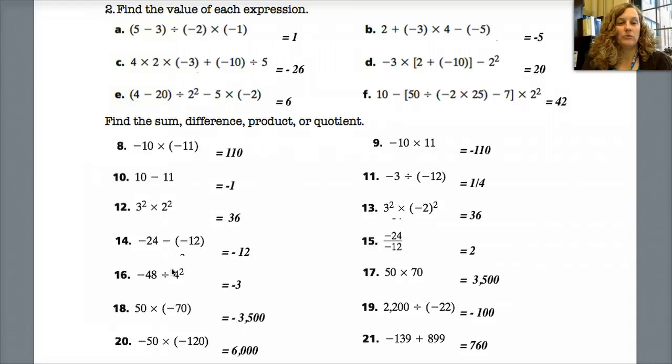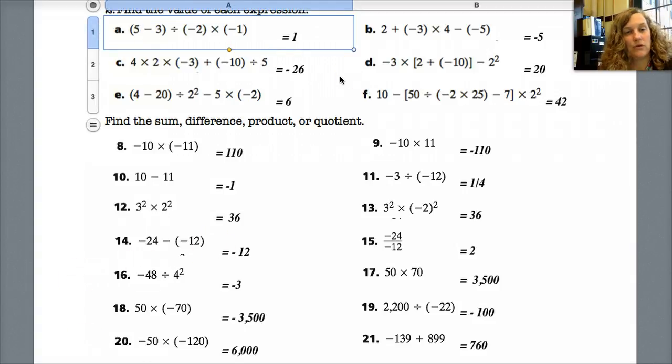So in problem 2, you had A through F, and then you had problems 8 through 21. So these are all, again, just going through the order of operations, taking your time, looking for groupings, finding the way that you should do it. So for 2, you should do the parentheses, 5 minus 3 is negative 2. Then negative 2 divided by negative 2 is a positive 1. Positive 1 times, oops, 5 minus 3 is 2. 2 divided by negative 2 is negative 1. Negative 1 times negative 1 is a positive 1.